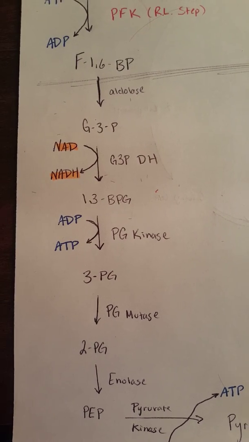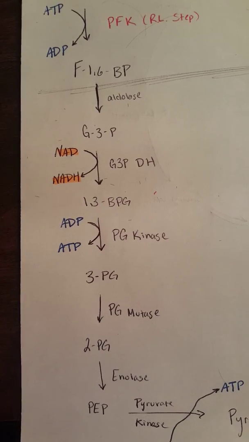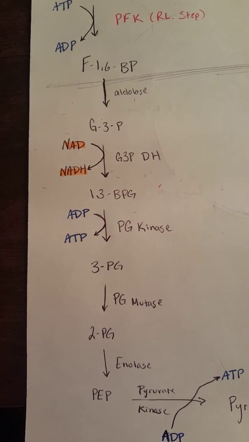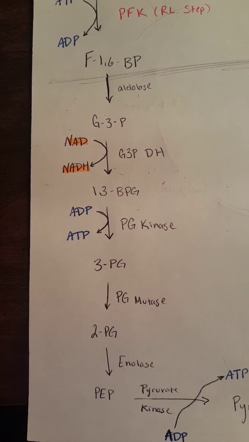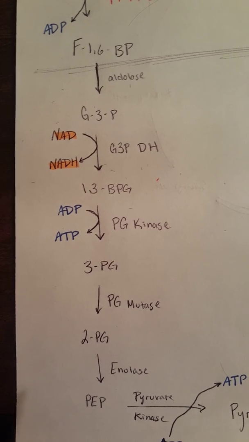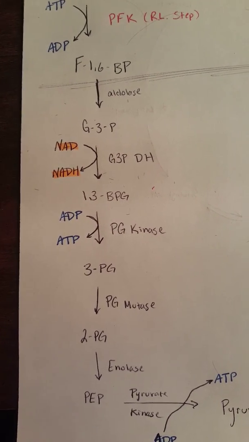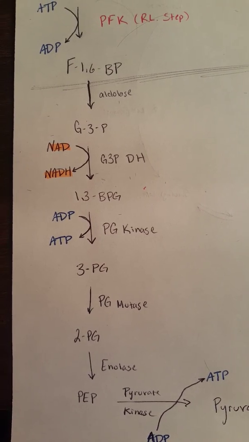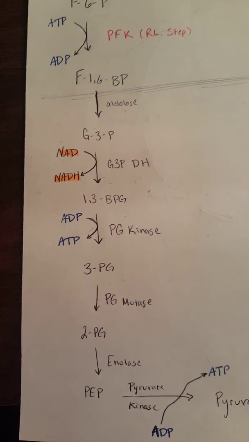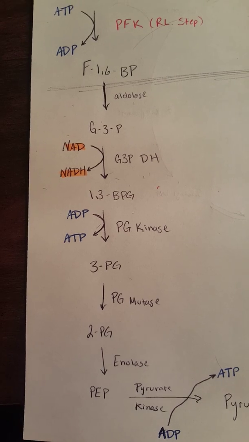From here is where we get our first oxidative energy coming from the NADH. The G3P dehydrogenase adds electrons to NAD and ions, so that we can use that later on down the shuttle for the electron transport chain. So we go from G3P, we dehydrogenate it, we take NADH out, and we have 1,3-bisphosphoglycerate, I believe.